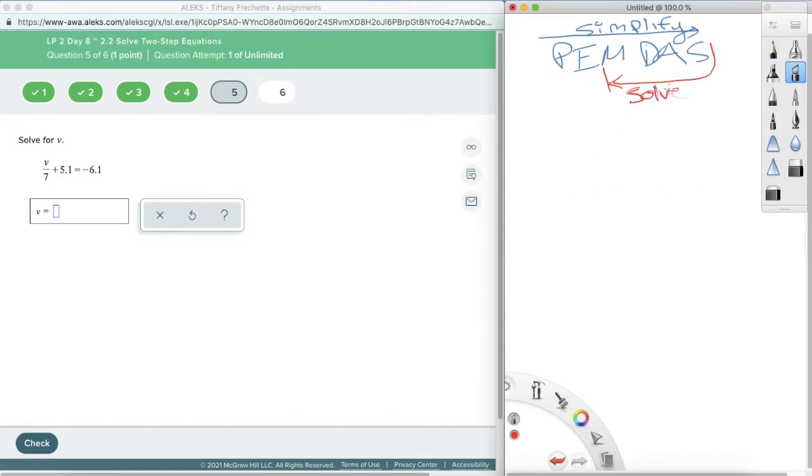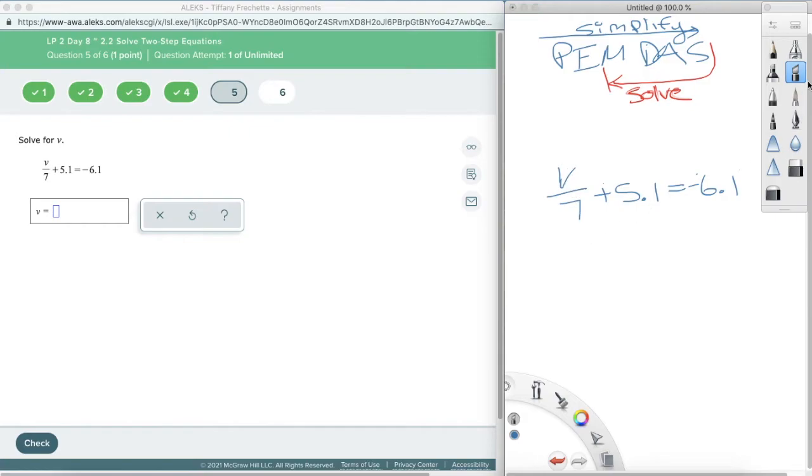All right. So we have v divided by 7 plus 5.1 equals negative 6.1. So we're getting into some fractions and some decimals. So we're throwing both of them at you now. So on this one, again, we want to go through our PEMDAS. No parentheses, no exponents, multiplication and division. Well, I do have division, but I can't do anything about it. It's a variable being divided by a number. And I do have addition, but again, I can't necessarily simplify that. I have to leave it alone until I know what this v is.